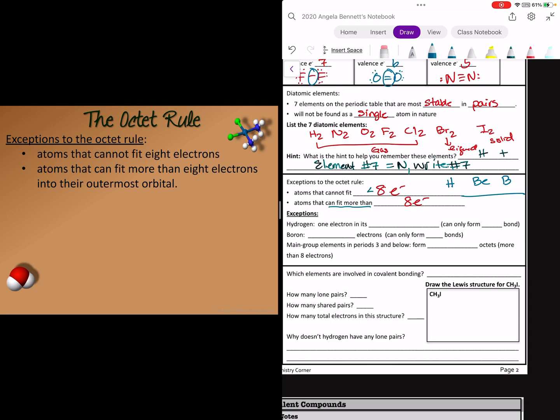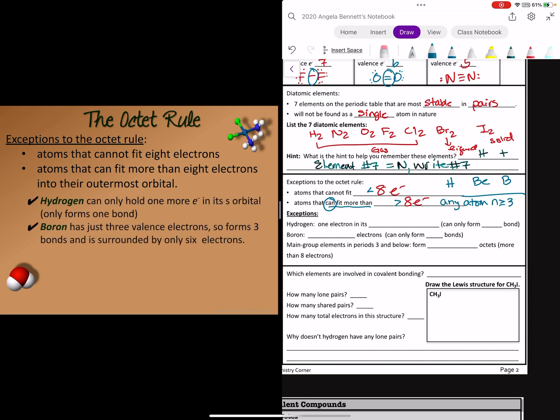So these are less than 8 and these are more than 8. These are going to be any atom whose energy level is greater than or equal to 3. So anybody that's an energy level 3 or greater can fit more than 8. Not that they want to, but they can. They still want 8. They don't want more than 8. They still want those 8. All right, I'll show you that on a periodic table in just a second. Let's fill in our notes.